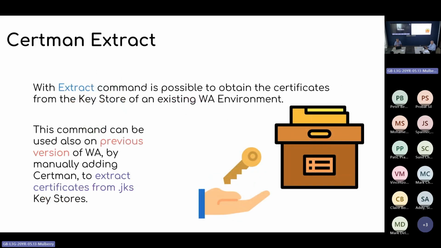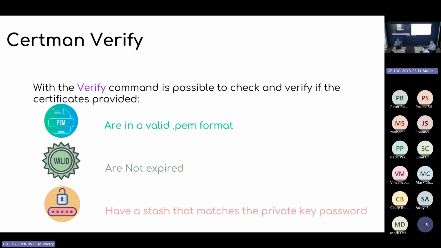The extract command will, like I said, extract certificates out of your key store from an existing IWA environment. So if you already have certificates in a key store, it will extract them out. Okay, so the tool does quite a bit. The verify will verify that it's in a PEM format, that the certificates are not expired, all those kinds of things.